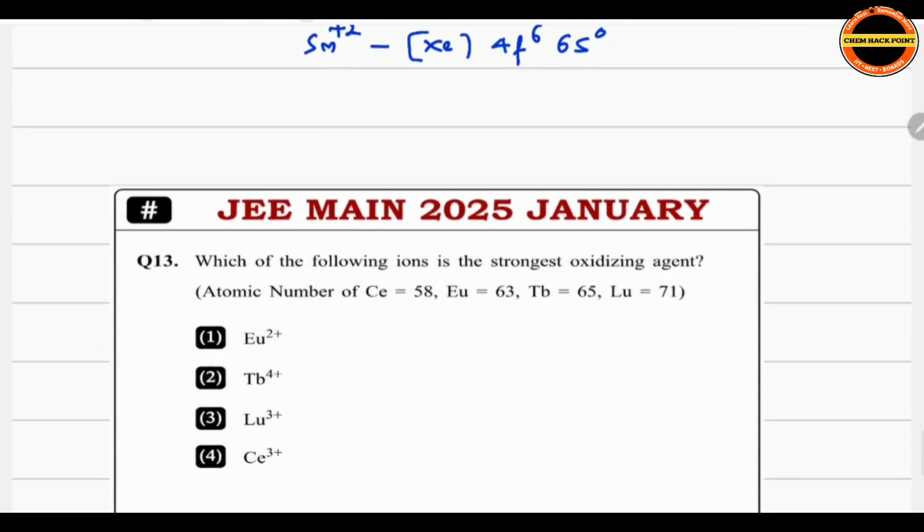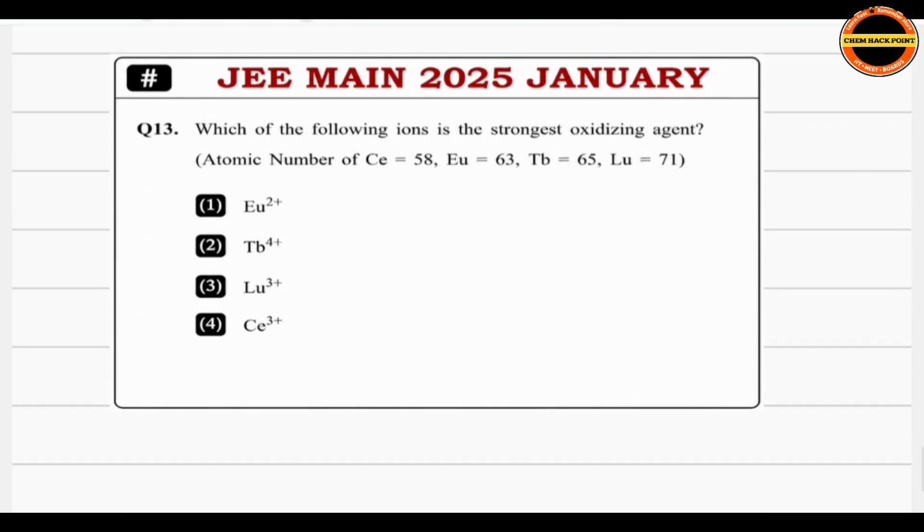Next, JEE Main 2025 January: which of the following ions is the strongest oxidizing agent? Just now we studied the strongest oxidizing agent above. Terbium is the strongest oxidizing agent because after it undergoes reduction, it forms +3, which is the common oxidation state of lanthanides. That's why it is possible. So terbium is the strongest oxidizing agent, which undergoes reduction.